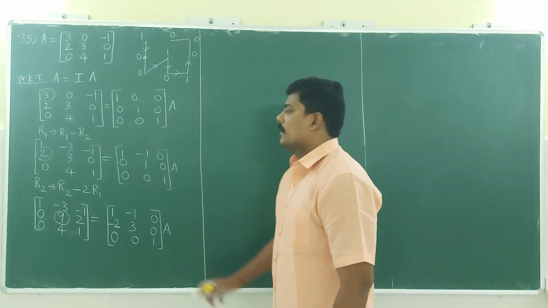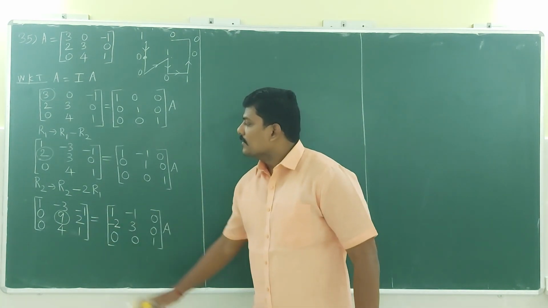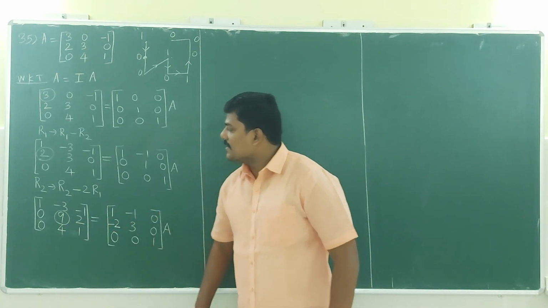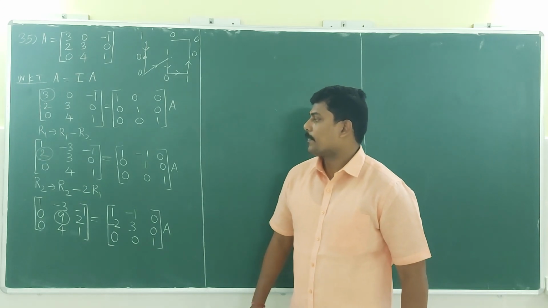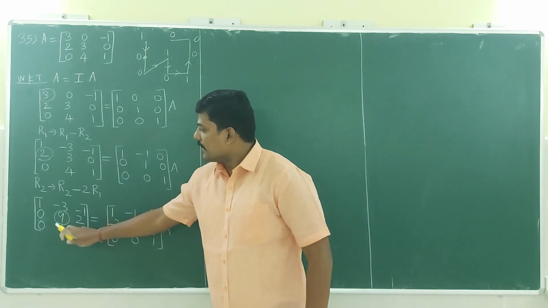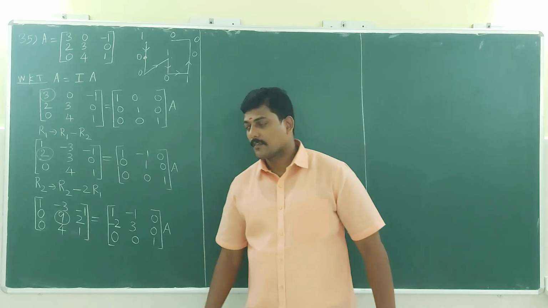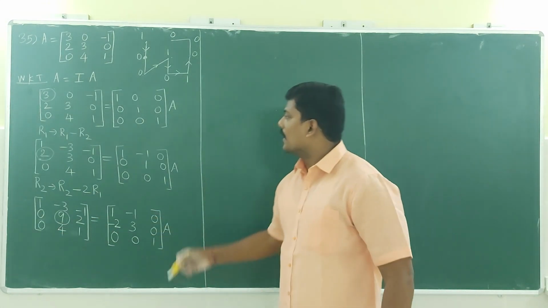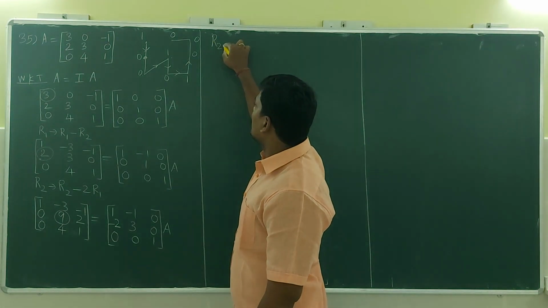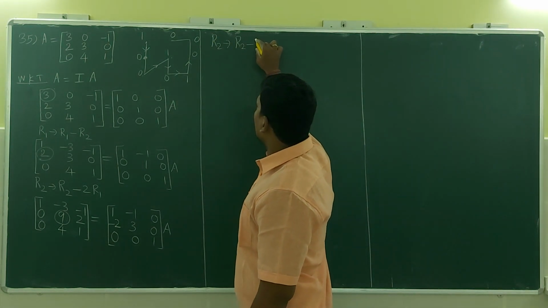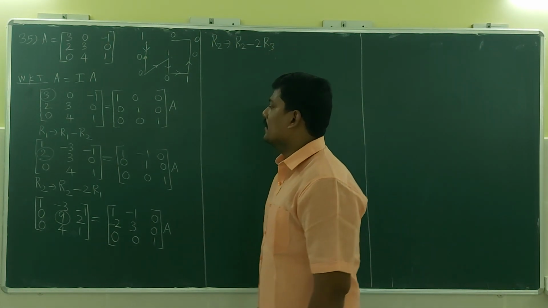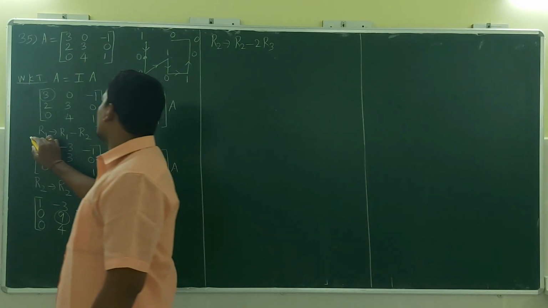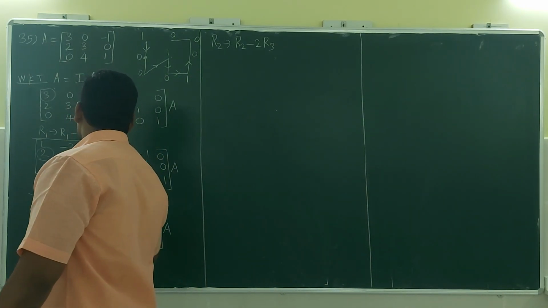Now listen, 9 and 4. With the relation 9 and 4, we can easily make the 9 as 1. How? 9 minus 2 into 4 will give you 1. So we can take out the operation: R2 implies R2 minus 2 times R3. Am I right? R2 implies R2 minus 2 times R3.